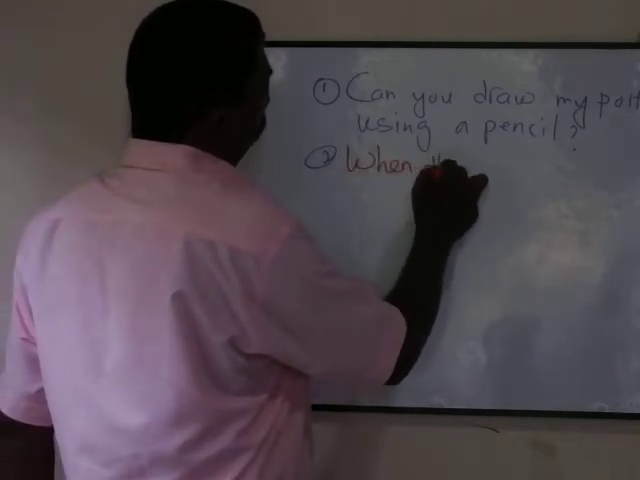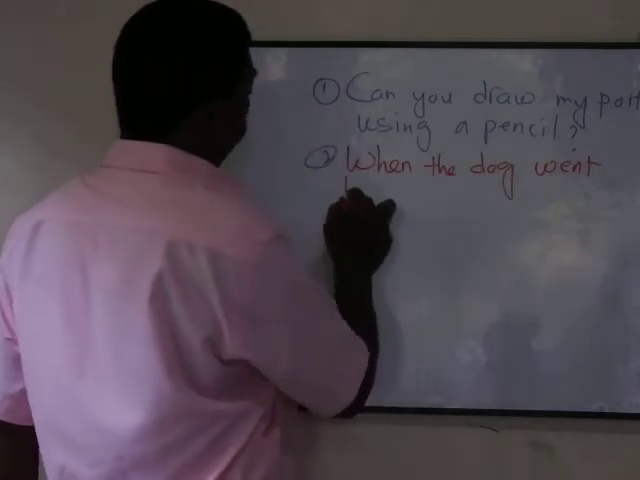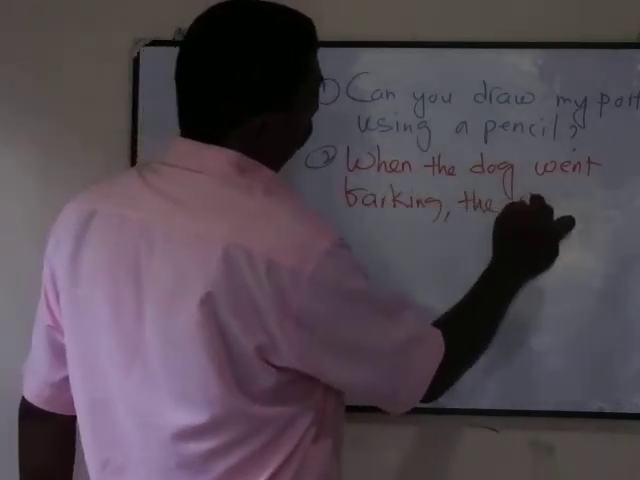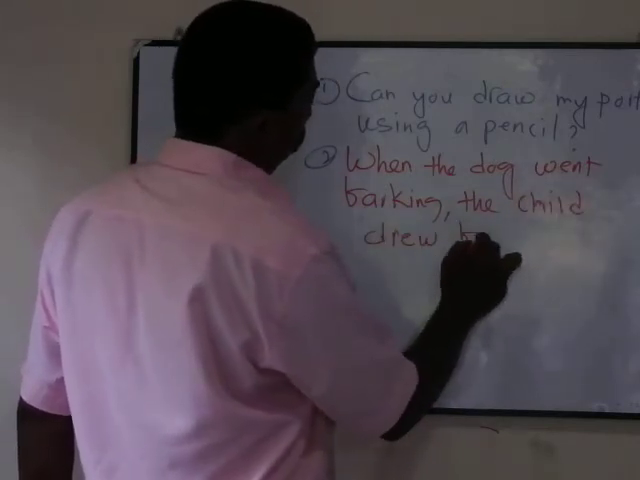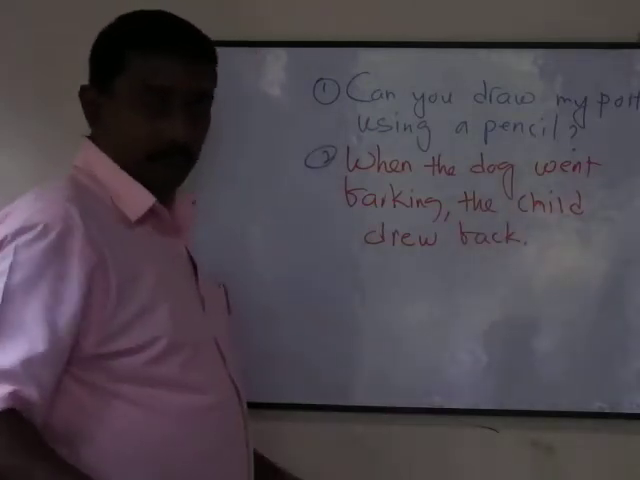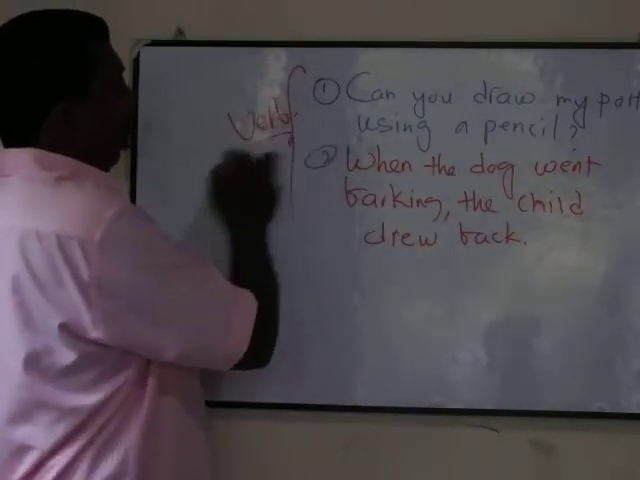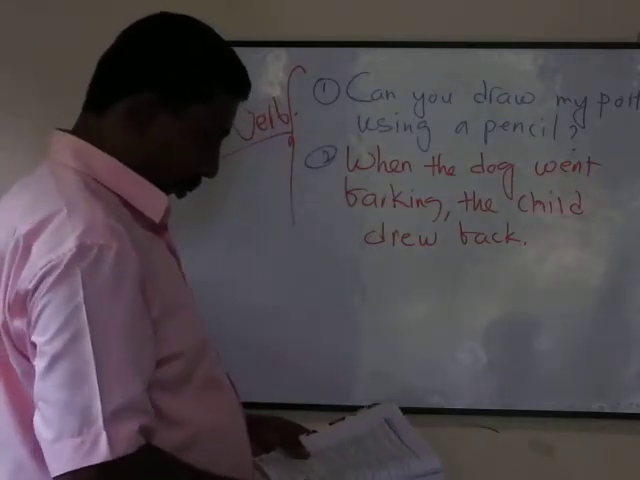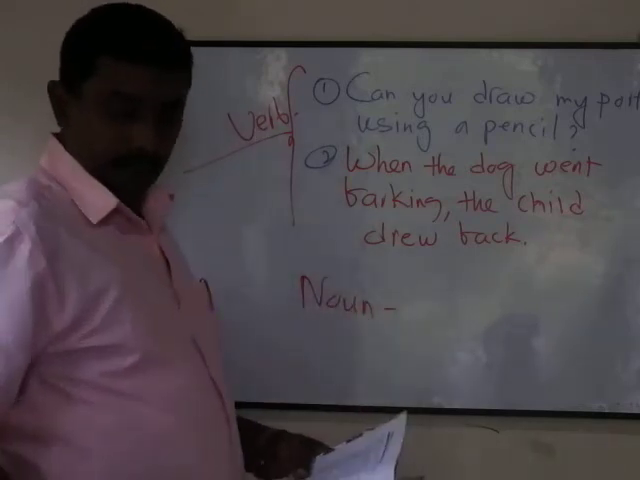When the dog went barking, the child drew back. Right, that is for verb. After that we can use noun. For a noun we can use this manner.